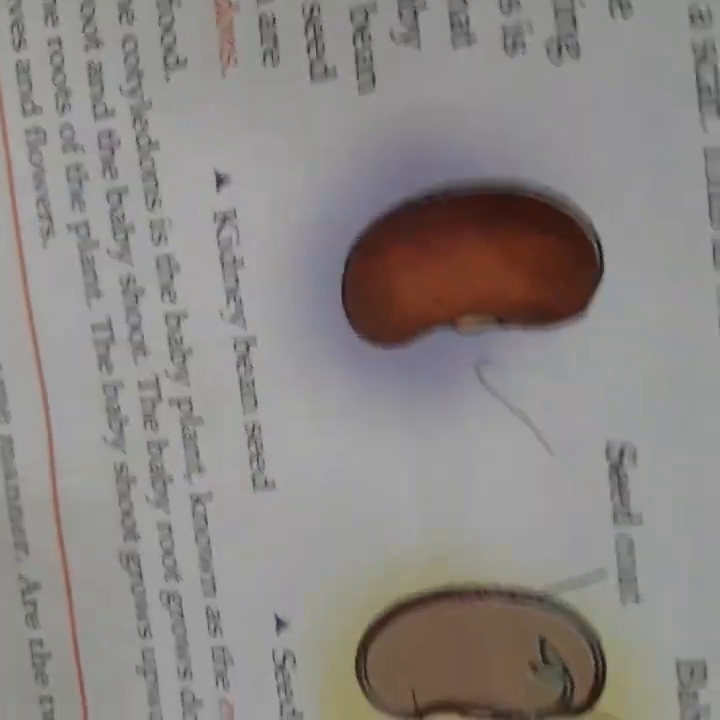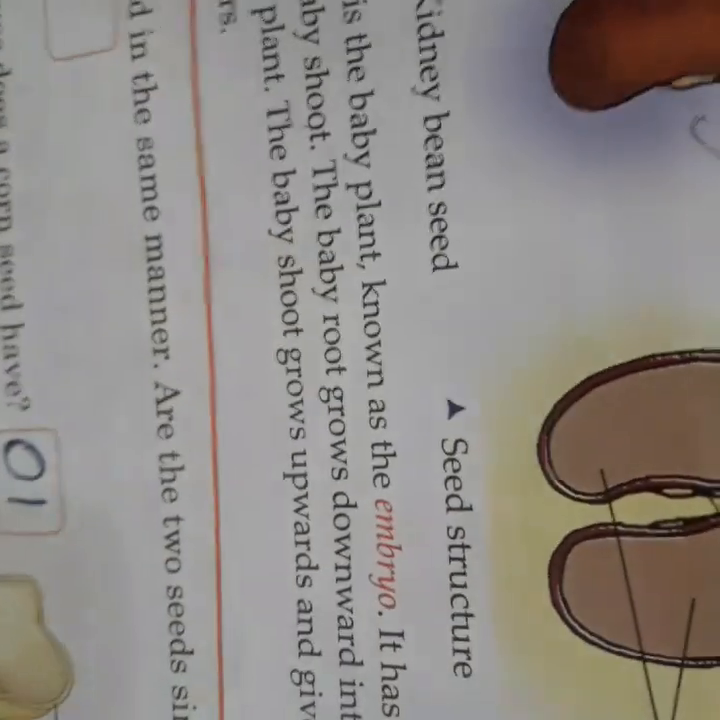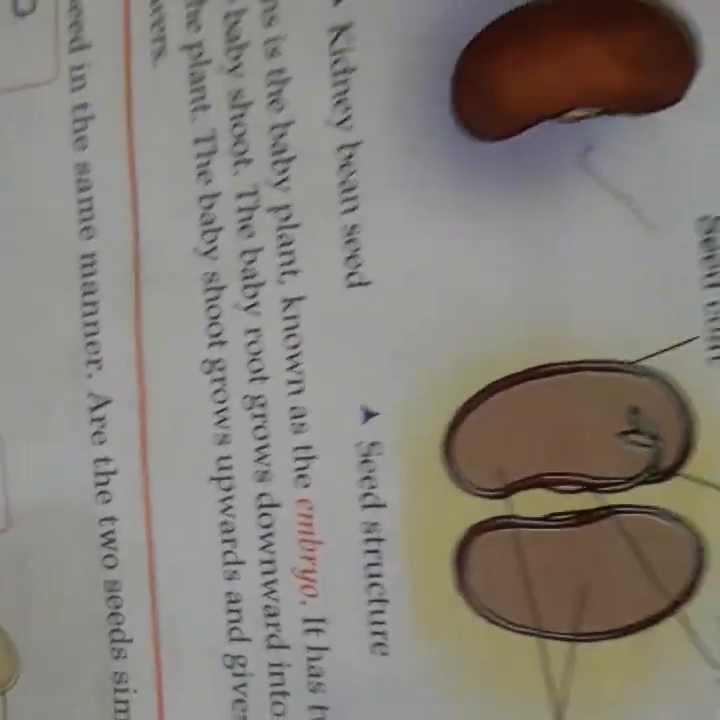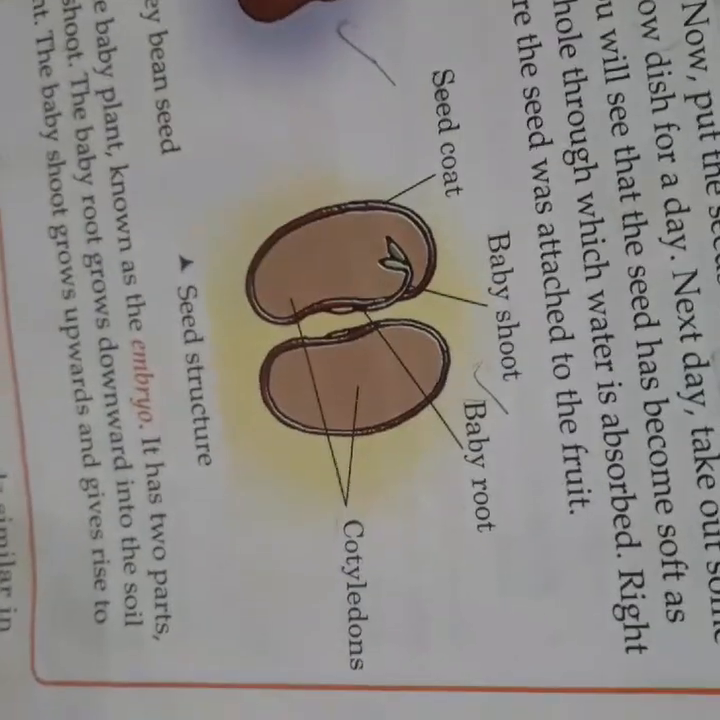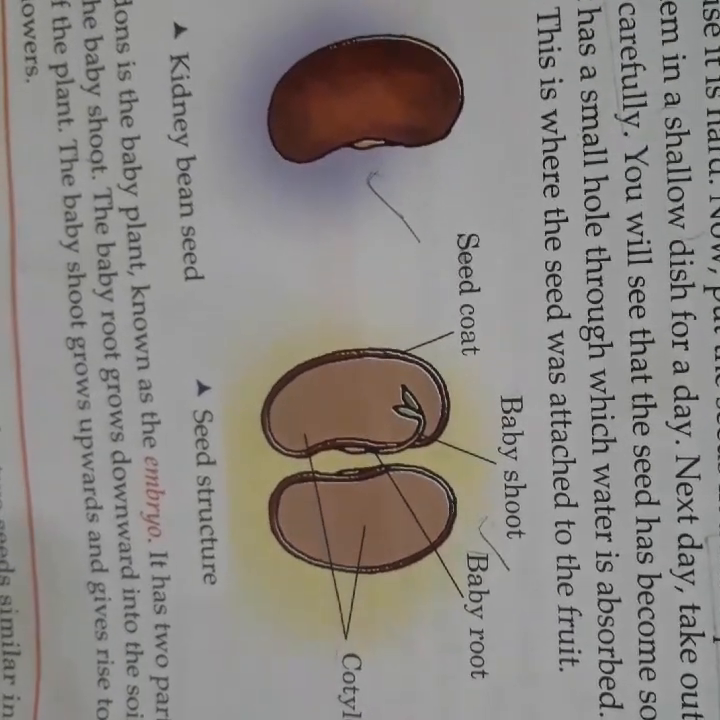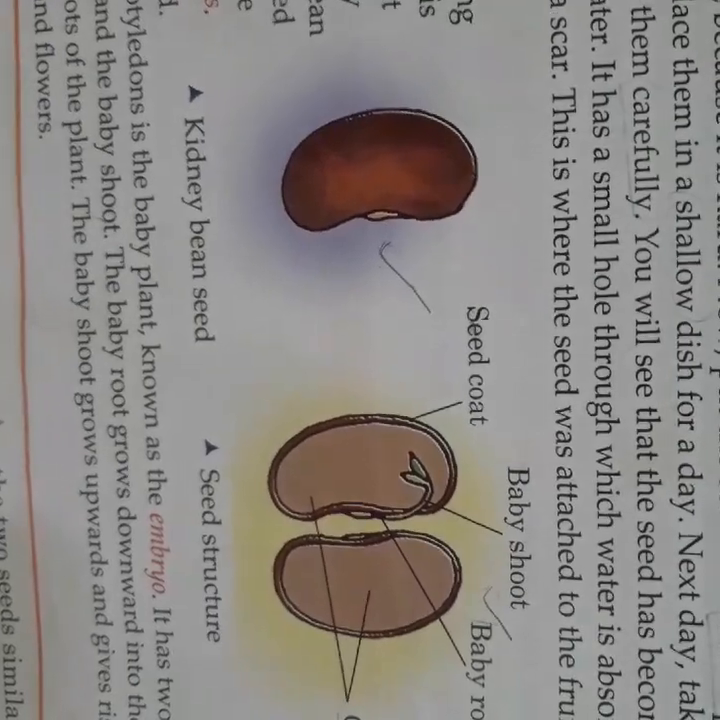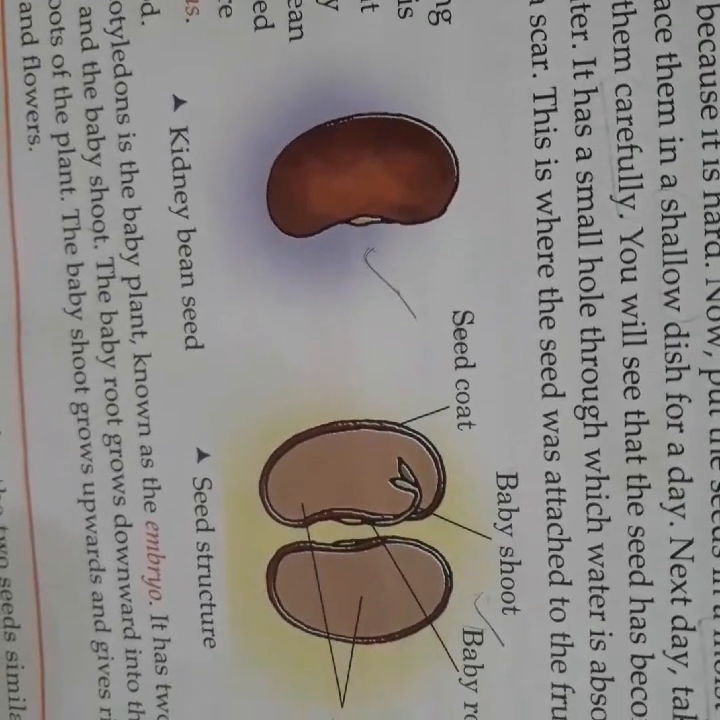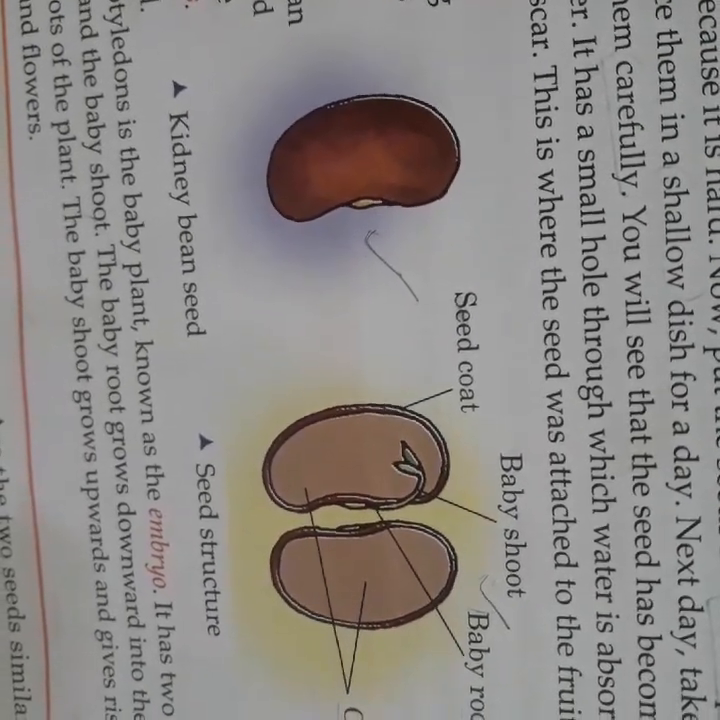Now I come to page 3. Now I have shown you the kidney bean seed, the seed structure. Cotyledons, baby root, baby shoot, seed coat. I've explained to you what is what. Seed coat. What is seed coat? Let me revise it again.